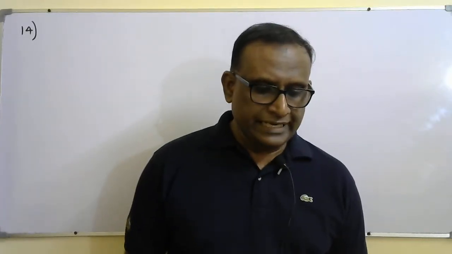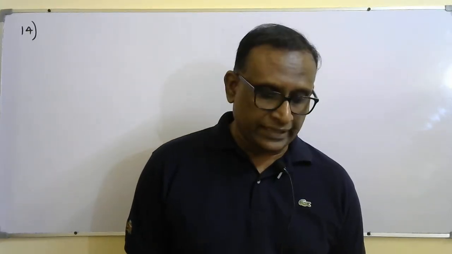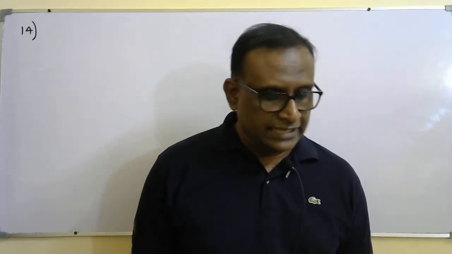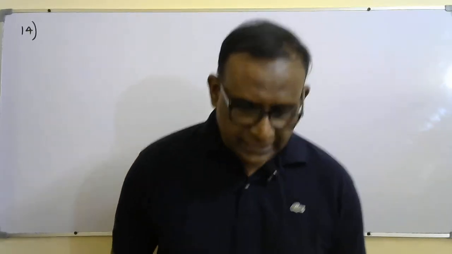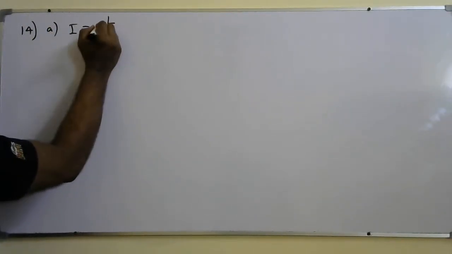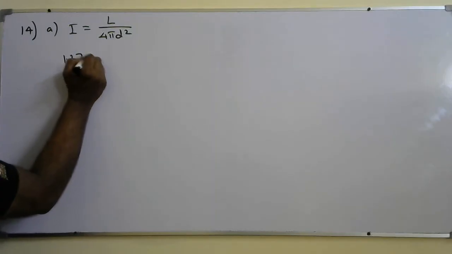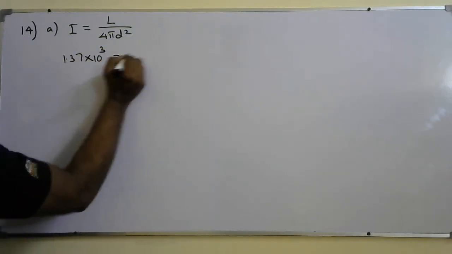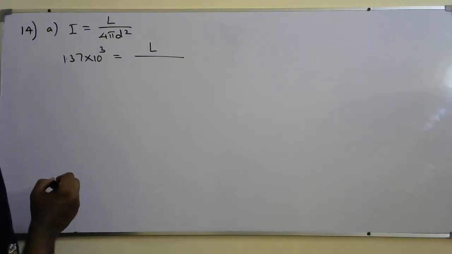Okay, question 14. The mean intensity of solar radiation arriving at the Earth is 1.37 kilowatts per meter squared. So solar radiation at Earth, that means the intensity, or radiation flux. Part A: the distance of the Earth from the Sun is 1.5 times 10 to the power 11 meters. Show that the luminosity of the Sun is about... So we know the equation I equals L over 4 pi d squared. So intensity: 1.37 times 10 to the power 3 equals L over, the distance is given as 1.5 times 10 to the power 11.